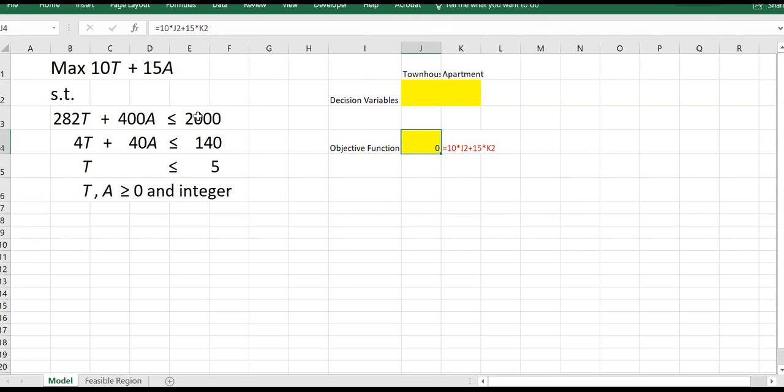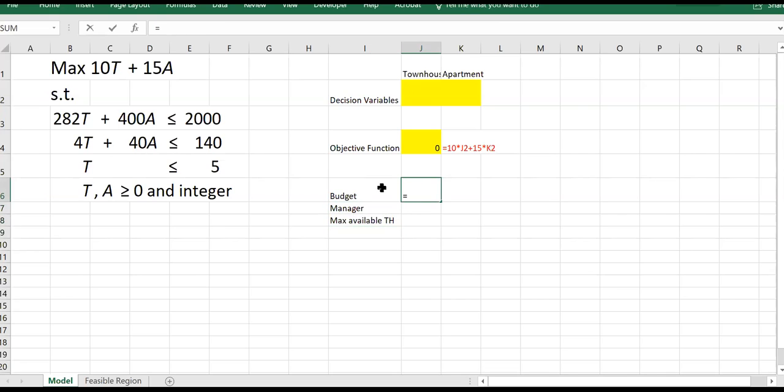Next thing would be the constraints. We had budget, we had manager limitation, and then we had max available townhouse.